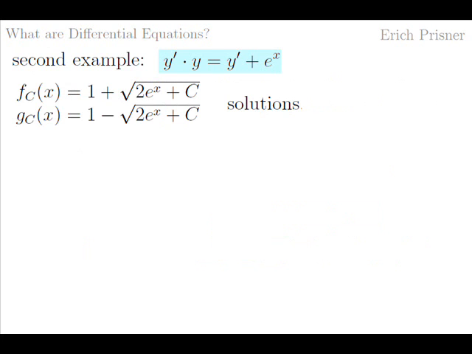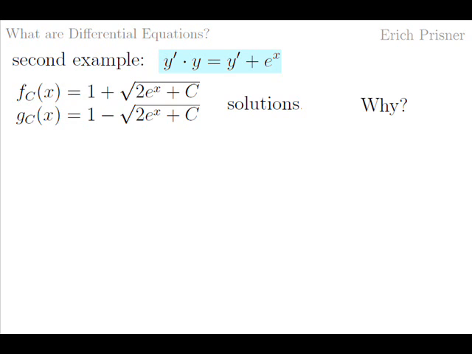For the second example, for every real number c, each one of the functions fc of x, defined by 1 plus square root of 2 times e to the power of x plus c, as well as each one of the functions gc of x, defined by 1 minus square root of 2 times e to the power of x plus c, is a solution. By the way, for negative c, these functions have a limited domain, each one a little different.